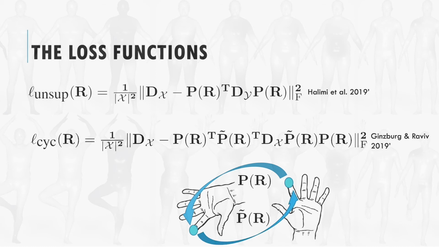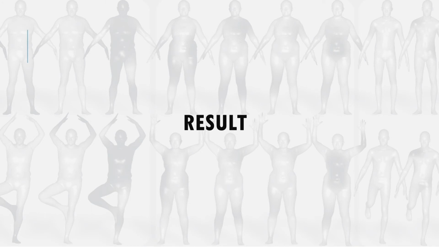To deal with this issue, we added the cyclic loss by Ginzburg and Raviv. This loss uses two soft correspondence matrices, one from the first shape to the second, and the other from the second shape to the first shape. This loss transforms a distance map to the other shape with the first soft correspondence matrix, and the second soft correspondence matrix transforms it back to the original shape, and it penalizes the difference. This loss gets 0 in the case of the ground truth, and when we use both losses, the correspondence error is improved. Now I will present some of our results.